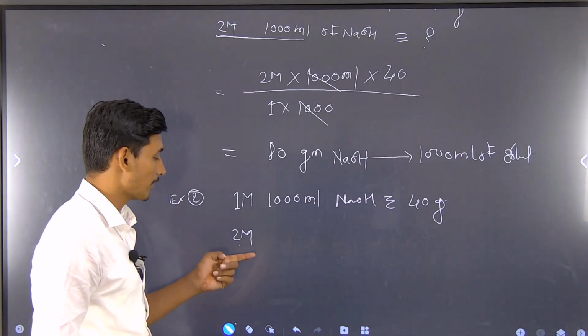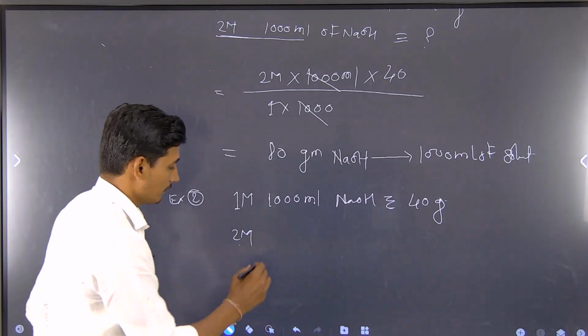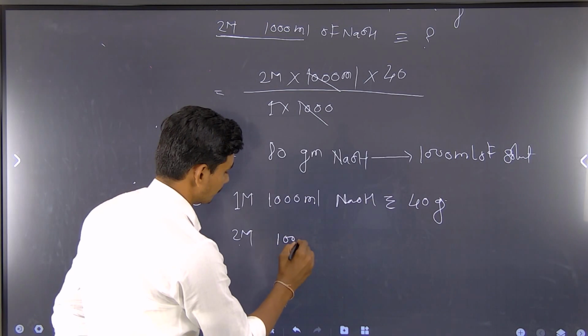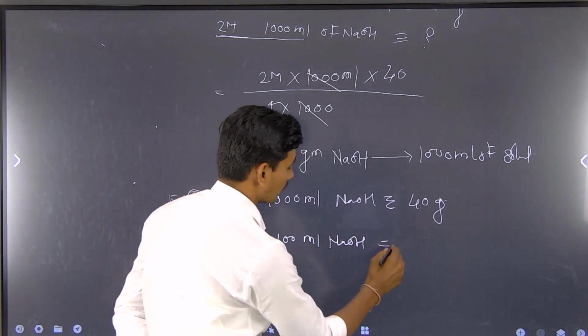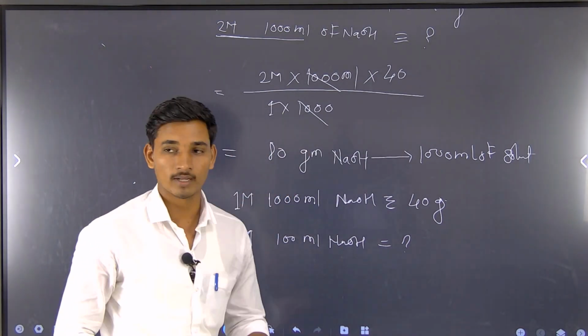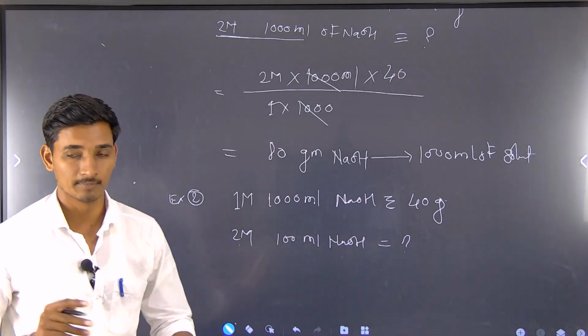If we are required to prepare 2 molar 100 ml NaOH, then how much amount of NaOH do we have to take and dilute into the 100 ml of the solution?